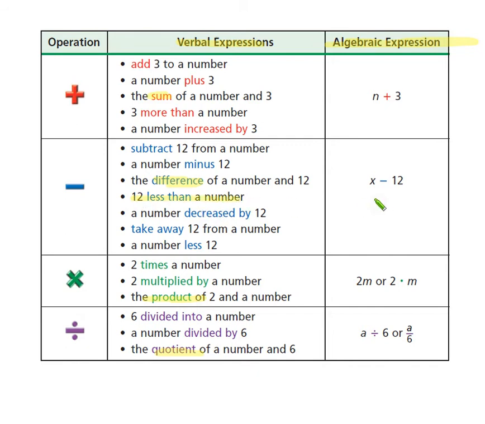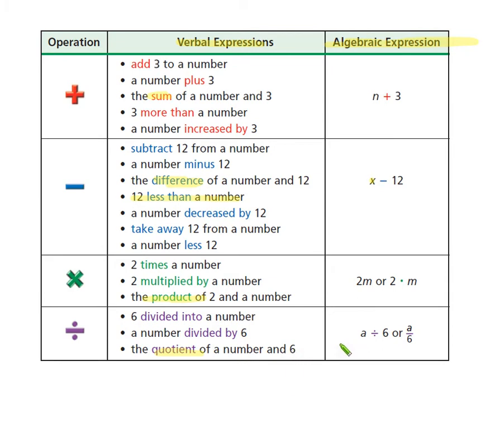It's a number and then 12 less than that number. So you have to write the variable first, then the minus 12. 12 less than a number. So you already have the number. You're writing 12 less than it. So x minus 12. And then the quotient of a number and 6.